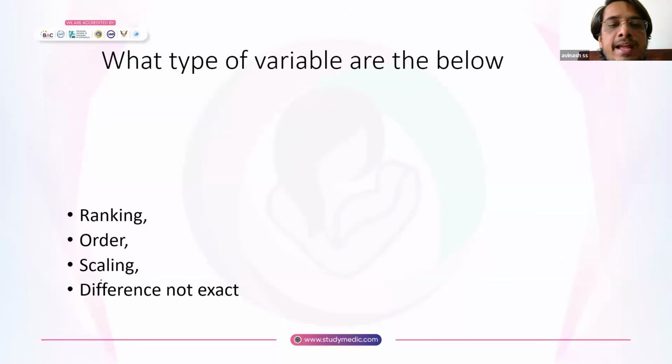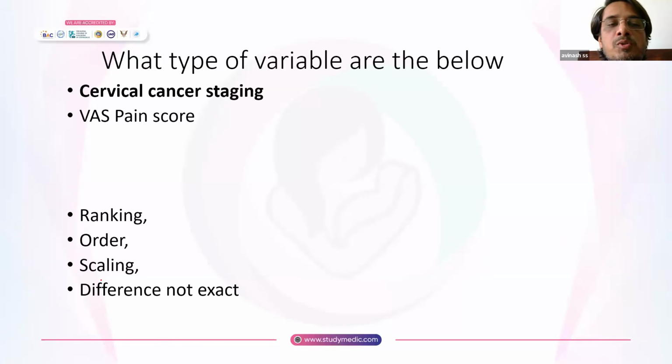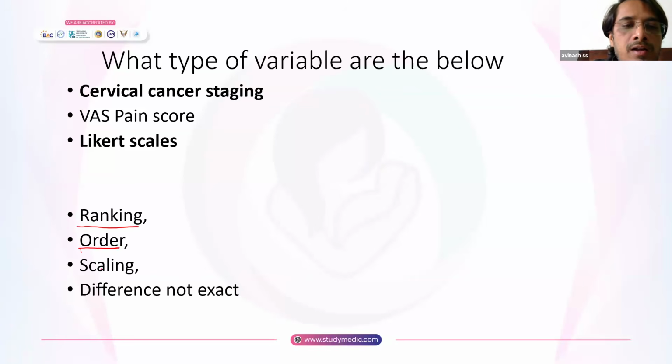The next scale is ranked, ordered, or given a grade or a scale. For example, cervical cancer staging, stage 1, stage 2, grade 1, grade 2, grade 3. Even the visual analog score that we give, a number we give based on the criteria. So all this, and even Likert scale from 0, 1, 2, 3, 4, 5, or satisfaction ratings like mildly not satisfied, satisfied, very satisfied. All these are having a rank or an order, or they are having a scale, but the difference is not exact.